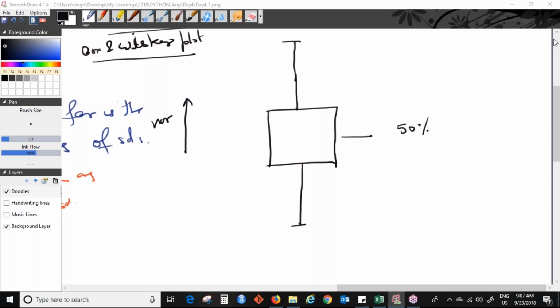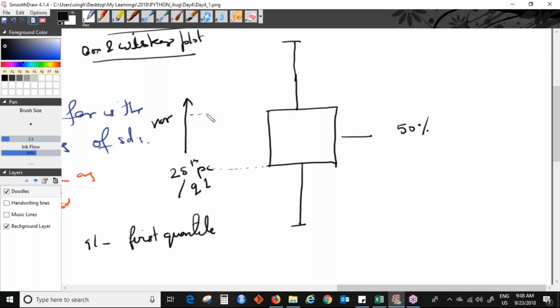Okay, now this particular value, the value at the lower end of the box, is the 25th percentile, which is also known as Q1. Q1 means first quantile.